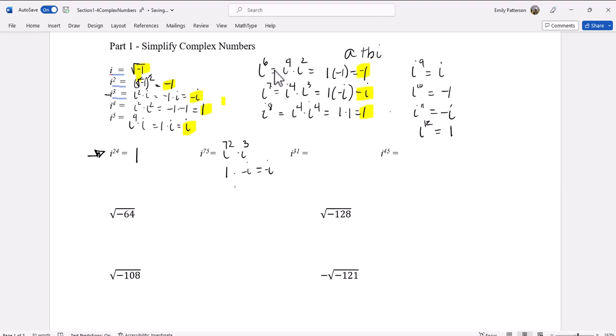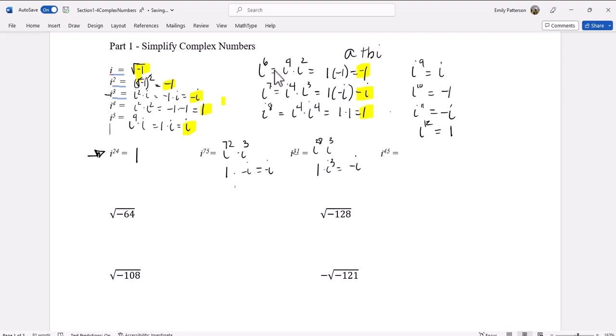Same thing here. We have i to the 31st. We look for the multiple of 4 that's less than 31. So we have i to the 28th, and then we have i to the 3rd. i to the 28th, again, every multiple of 4 in the exponent is going to result in 1, multiplied by i cubed, which is -i again.